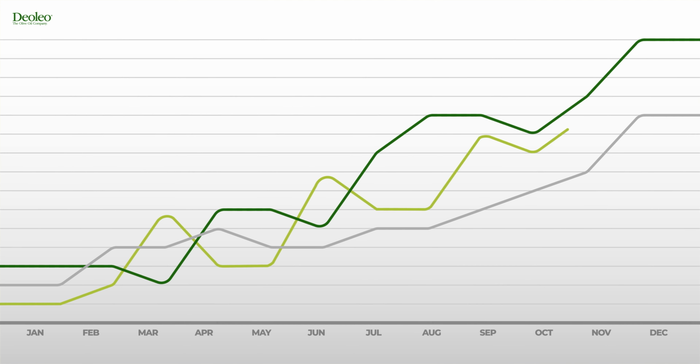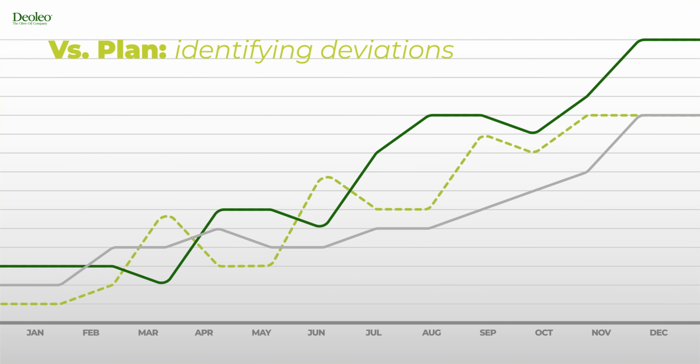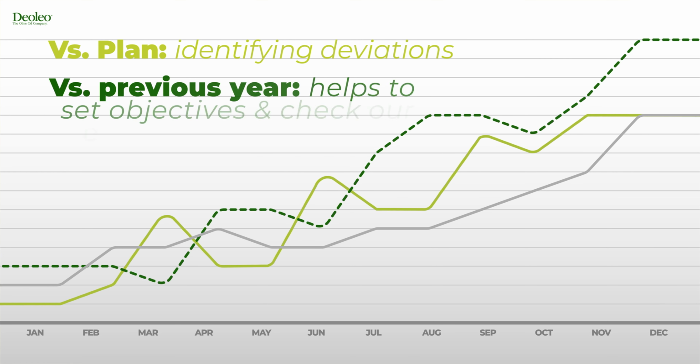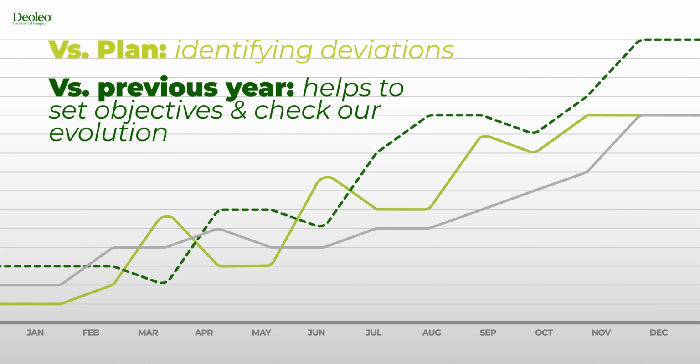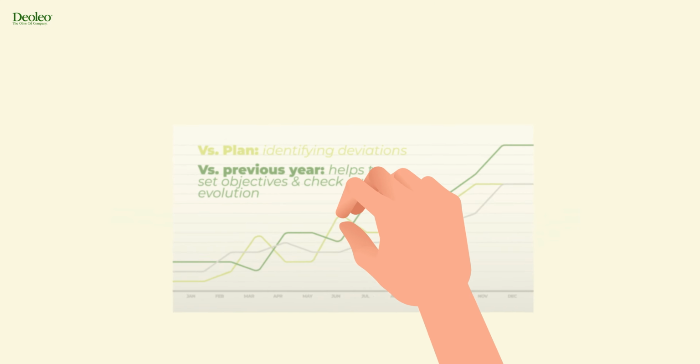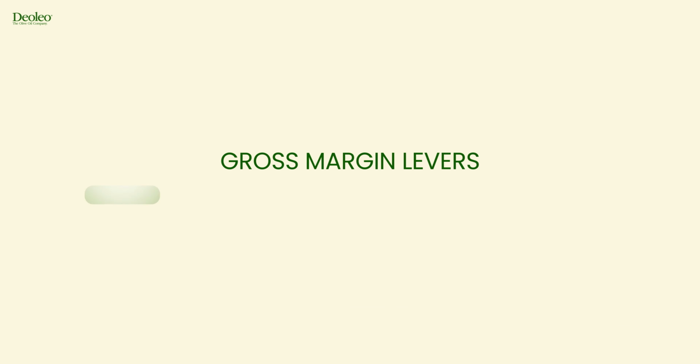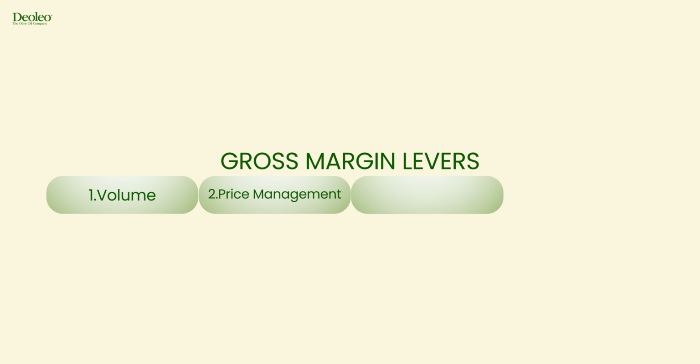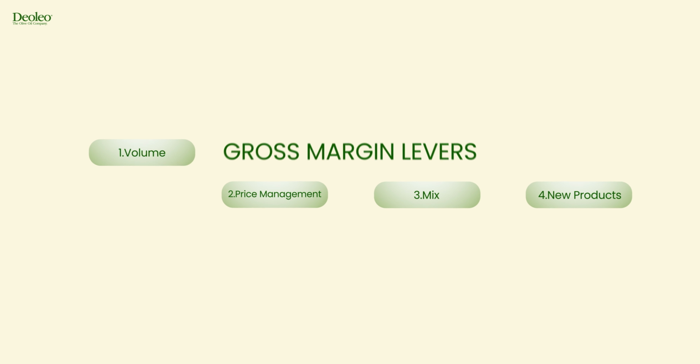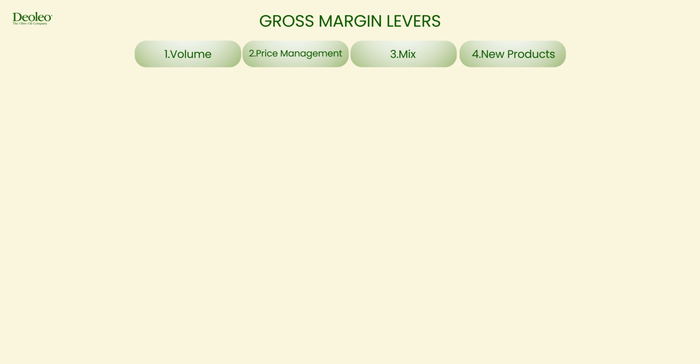The analysis can be compared within 2 periods. Versus plan, identifying deviations in order to measure our performance. Versus previous year, helping to set objectives for next year's business plan and checking our evolution. The analysis is performed based on 4 levers: volume, price management, mix, and new listings. These 4 drivers are the ones that allow us to grow and improve our total gross margin. Let's analyze each of them.